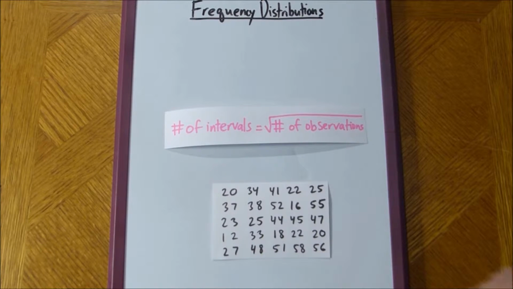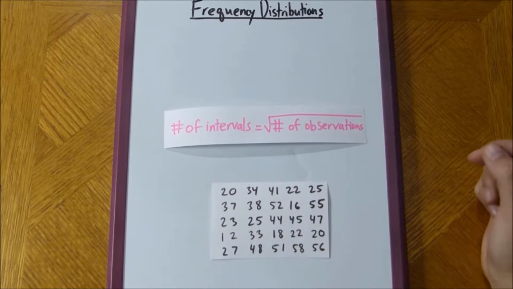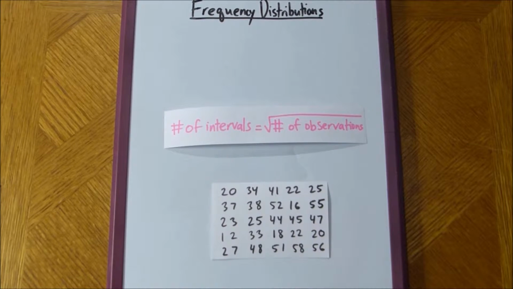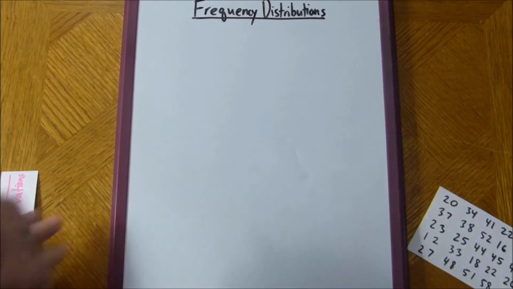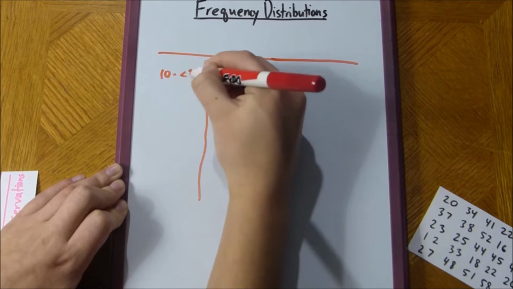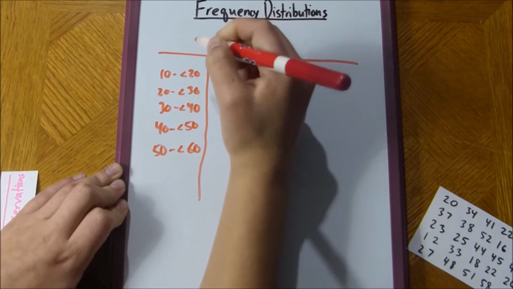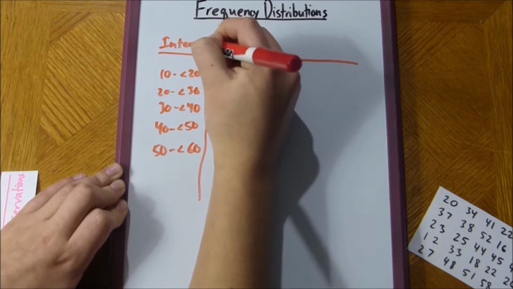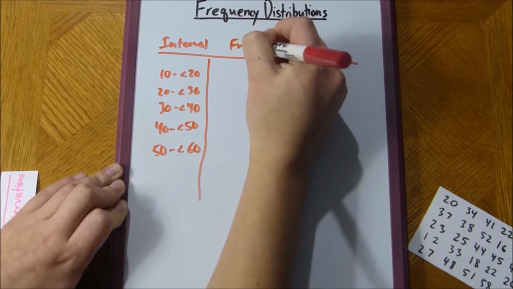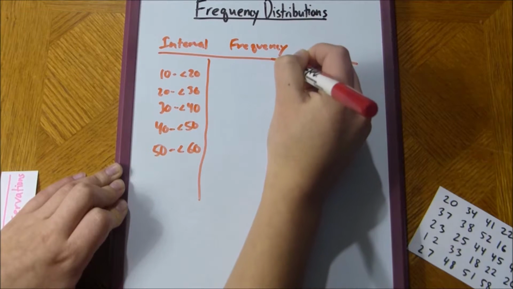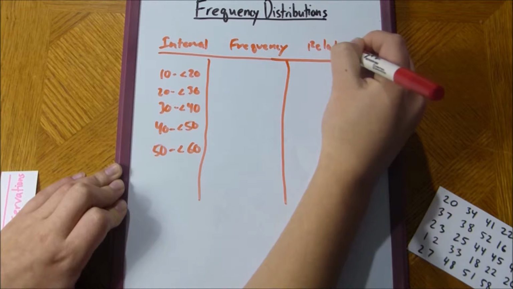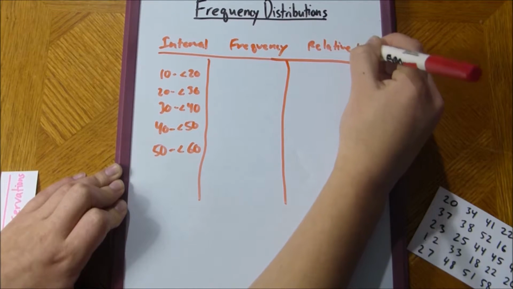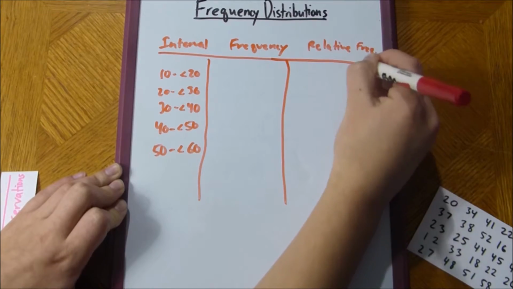From this sample, you can see that the smallest value is 12 and the largest value is 58. So you would probably do it by tens, right? So let's set up those intervals then. This is our interval. This is our frequency, the number of times it pops up, and then we'll have a relative frequency, which I'll talk about later, right?